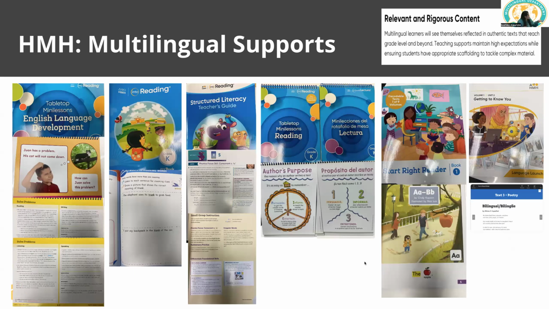I tried to take pictures of all the materials that I've been reviewing here in my office. I just took pictures of kindergarten here. Classroom teachers will have access to all of these materials, except for the language launch towards the end there. But I'll start with the English language development tabletop lessons.